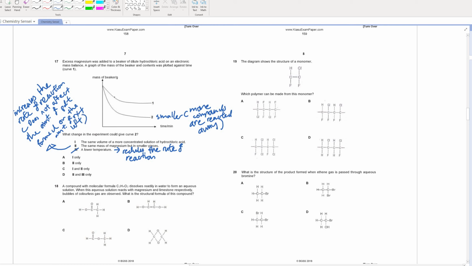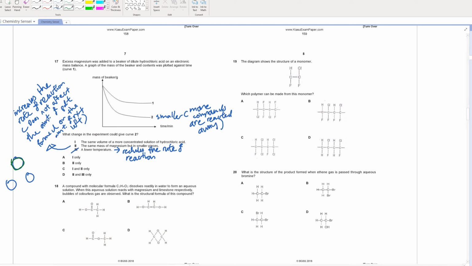So you might be wondering, why does cutting the magnesium into smaller pieces increase the rate of reaction? This is because there is more surface area being exposed to hydrochloric acid. So we have big particles like this. So the surface area is over here.